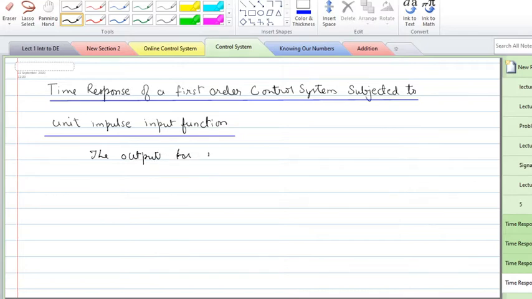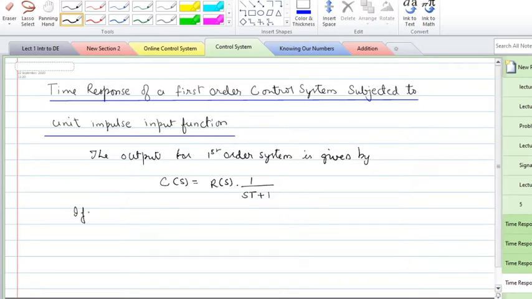for first order system is given by, that is C of S is equals to R of S multiply 1 by ST plus 1. If unit impulse input is there, then R of T, that is time domain R of T, will be equals to delta T. This implies that your R of S will be equal to 1.